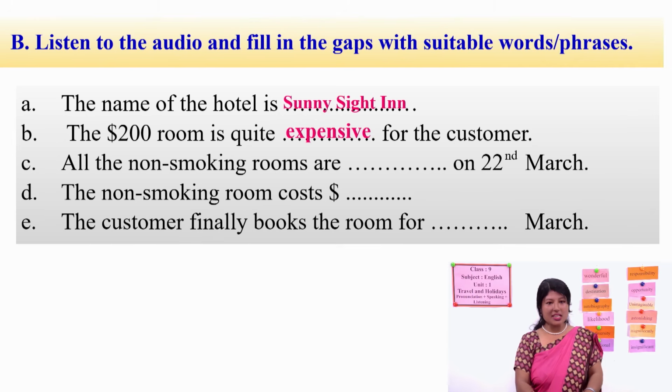Let's move to number C. All the non-smoking rooms are few on 22nd March. Number D, the non-smoking room costs $80. Number E, the customer finally books the room for 28th March. Okay, so we have done this exercise.